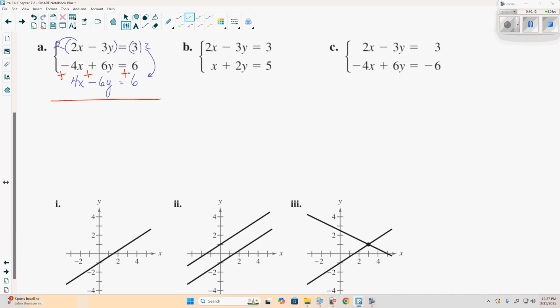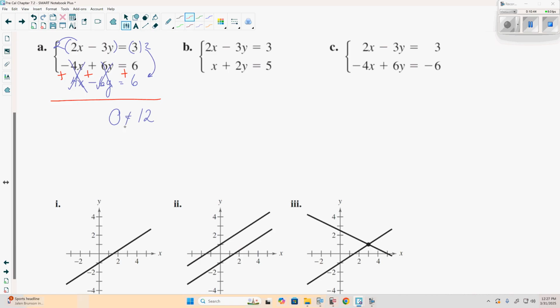And since the signs are opposite, we would add. Negative 4x plus 4x is 0. 6y plus negative 6y is 0. 6 plus 6 is 12. Well, what happened to all of our variables? They canceled out, yes? Is 0 equal to 12? No. That statement's false, yes?